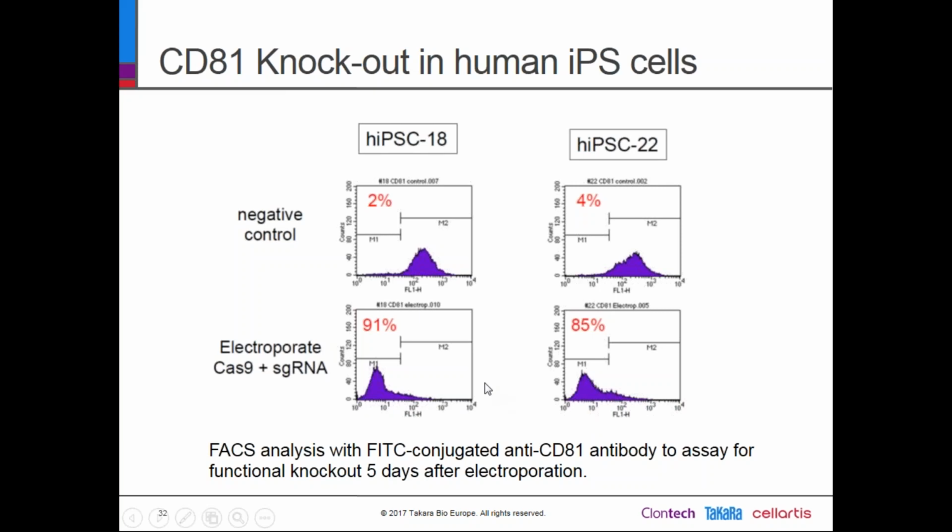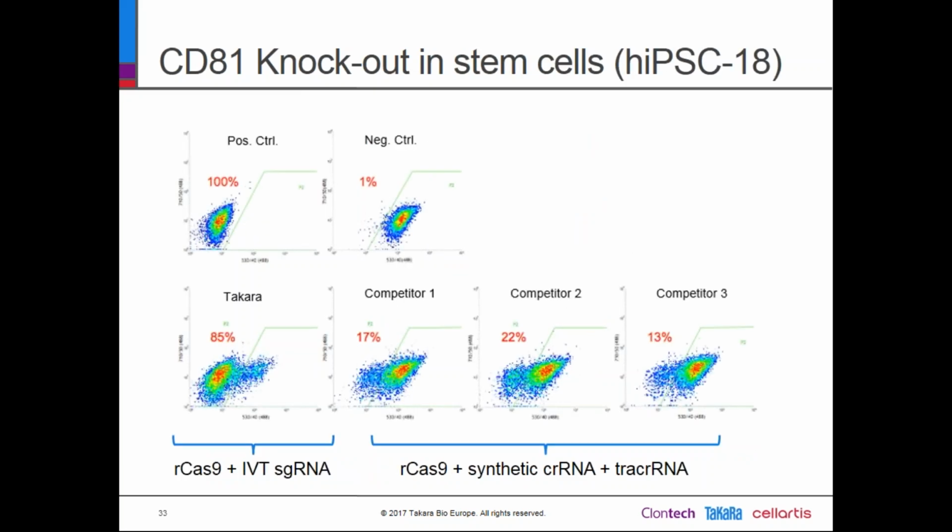So functional knockout is always higher compared to this mutation detection analysis because this mutation detection assay will detect mismatches, and it always underestimates a bit the gene editing efficiency. We also compared our recombinant Cas9, you can see the result here, for the CD81 knockout in stem cells with other enzymes that are on the market.